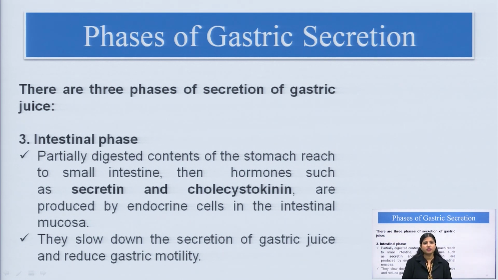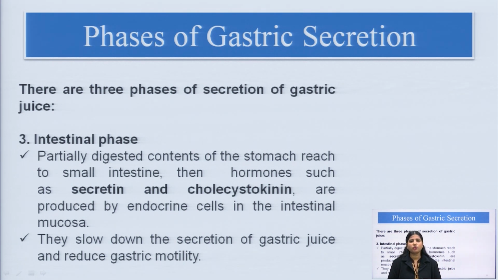Now see, the third phase is the intestinal phase. In the intestinal phase, the last phase, the partially digested contents of the stomach reach the small intestine. This intestinal phase starts in the small intestine. What happens here is that hormones such as secretin and cholecystokinin, produced by the endocrine cells present in the mucosal lining of the small intestine, are released.